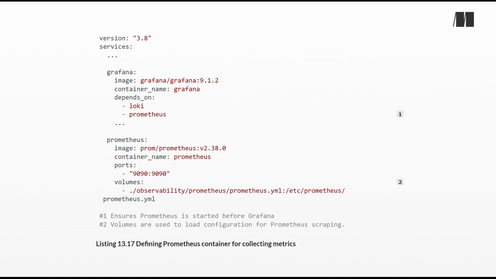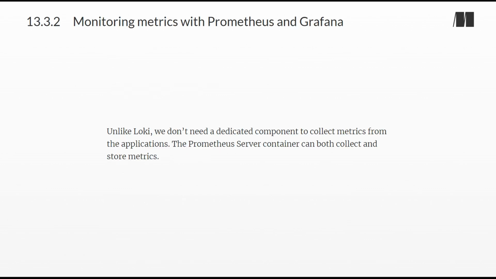In your Polar deployment project, update the Docker Compose configuration, docker/docker-compose.yml, to include Prometheus. Grafana is already configured to use Prometheus as a data source in the configuration files you imported into your project earlier from Chapter 13/13-end/polar-deployment/docker/observability. Listing 13.17. Defining Prometheus container for collecting metrics. Unlike Loki, we don't need a dedicated component to collect metrics from the applications. The Prometheus server container can both collect and store metrics.